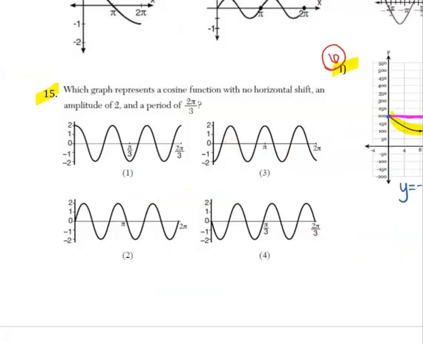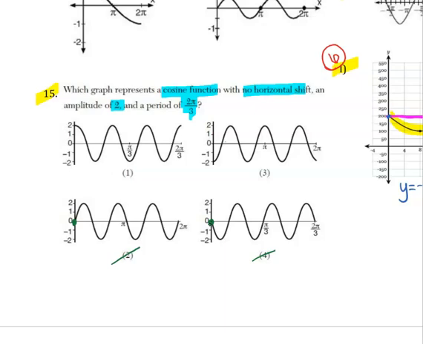All right, last question I'm going to do on this page is question 15. This is a multiple choice taken off of a final exam that tends to get people. It says, which graph represents a cosine function with no horizontal shifts, an amplitude of 2, and a period of 2 pi over 3? Well, first of all, they're looking for a cosine graph with no phase shift. So that means I can eliminate 2 and 4 because those are starting on the midline, meaning those are sine curves at the y-axis, okay?